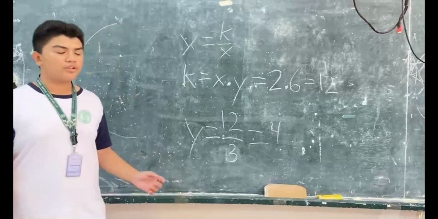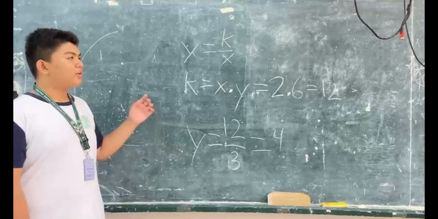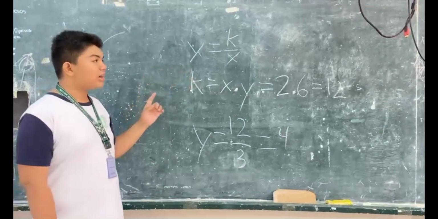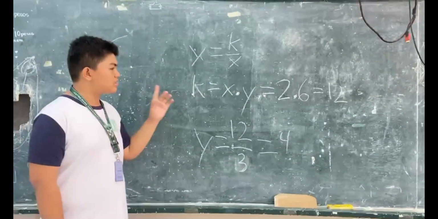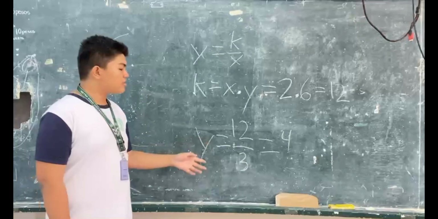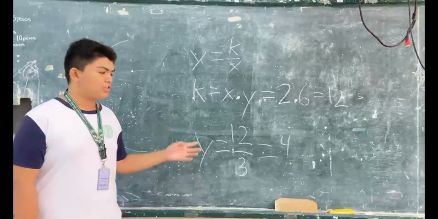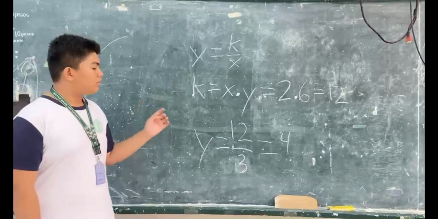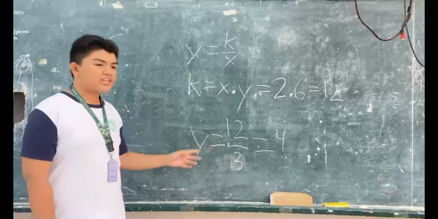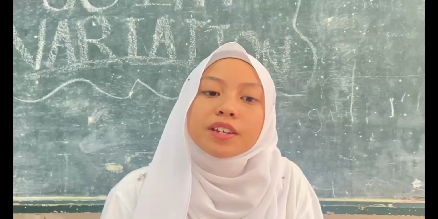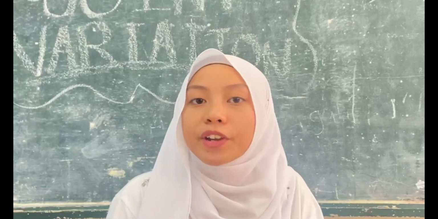Then we substitute the values in the formula for inverse variation. So we got k, which is 12, which is the constant. Then we divide it by the given, which is 3. So y equals 4 when x equals 3. This happens because the total product, which is 12, stays the same. When x gets bigger, y must get smaller to keep that product equal to 12. That's what makes it an inverse variation.